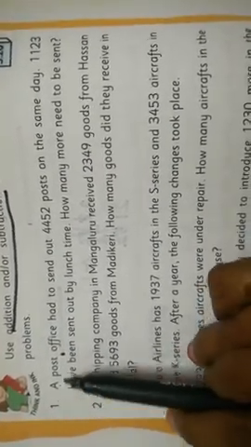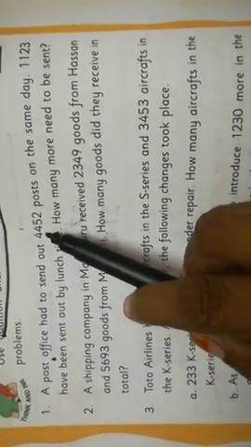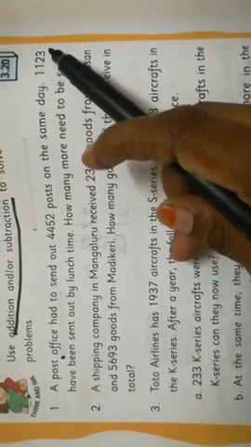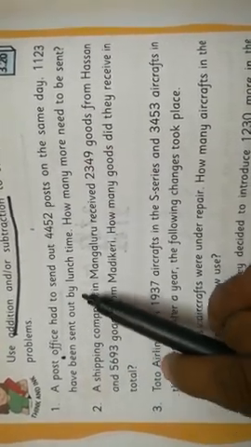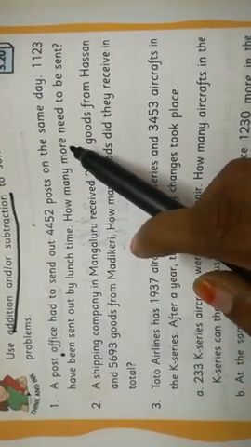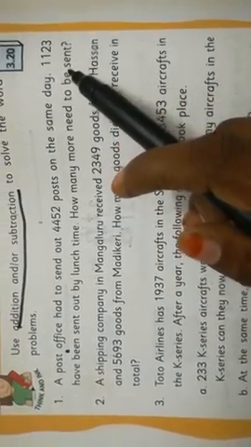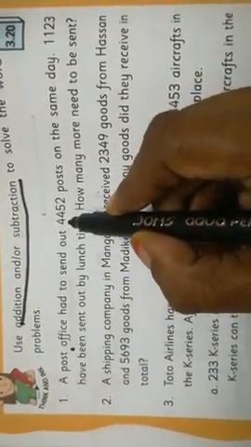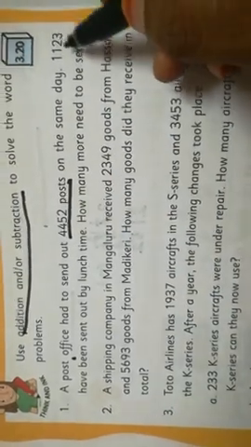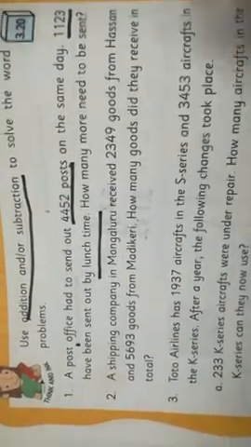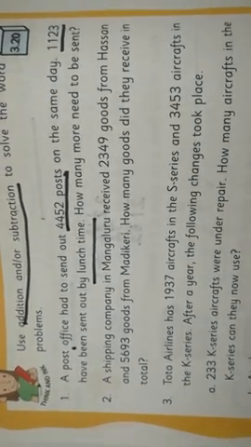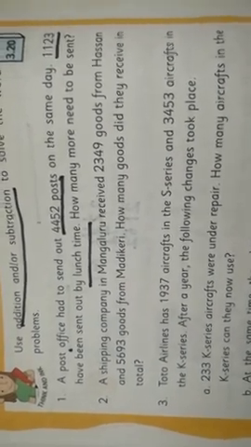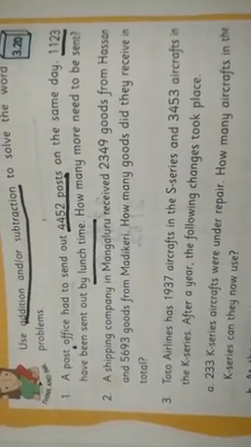First question: a post office had to send out 4,452 posts on the same day. 1,123 have been sent out by lunch time. How many more need to be sent? What facts are given here? Yes, the number of posts sent in one day, then the number of posts sent by lunch time. The two pieces of information given here, children. You have to take your rough note now. Do it in your rough note as facts, operation, working and result, children.